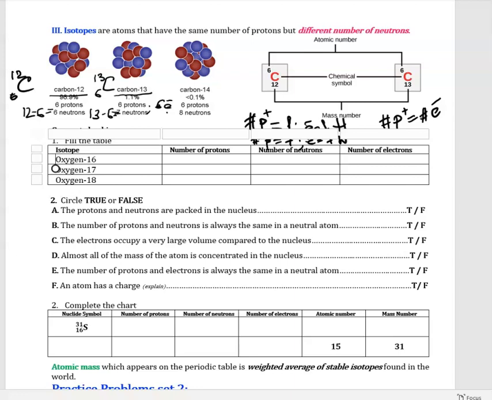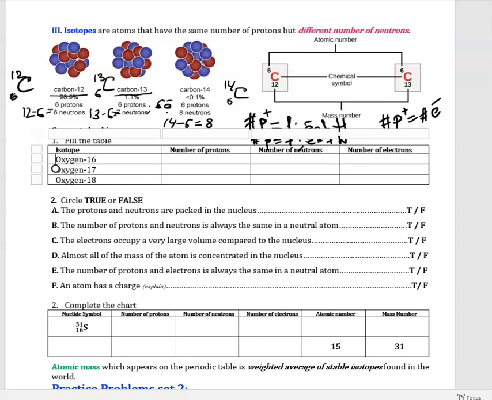And also for carbon 14, 6 atomic number, 14 mass number. It has 6 protons but 8 neutrons. Why? Because 14 mass number minus 6, the number of protons, so 14 minus 6 gives us 8 neutrons.